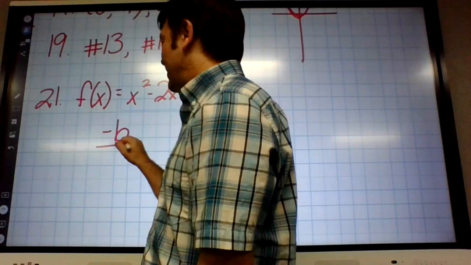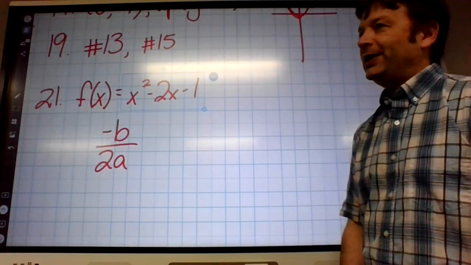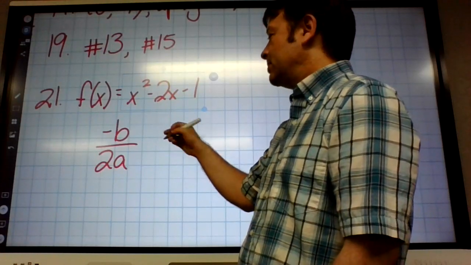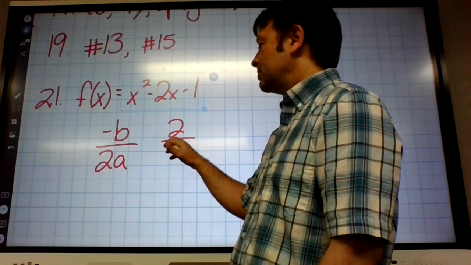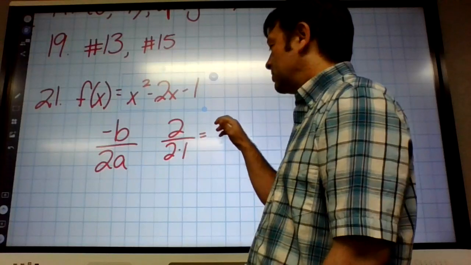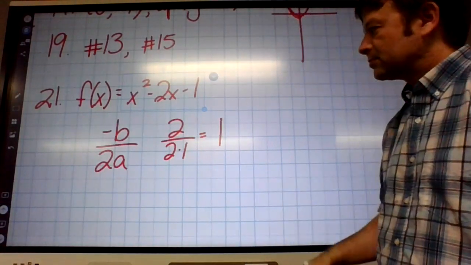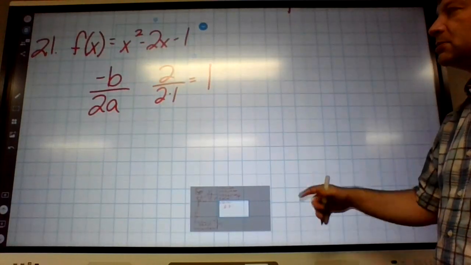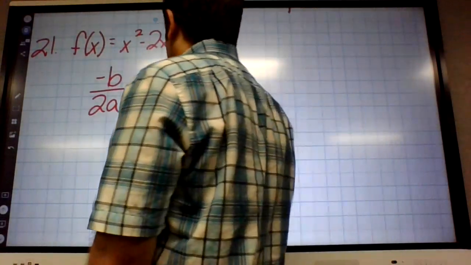Yes, we have to use negative b over 2a to find the vertex. What is negative b, just like the quadratic formula? Positive 2. And what's 2a? -2. So it's -1 over 1. No, it's just 1. That's all it is. How come it's 2a, not 2c?